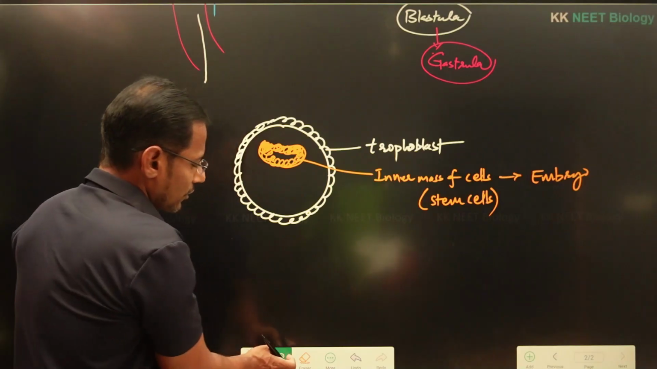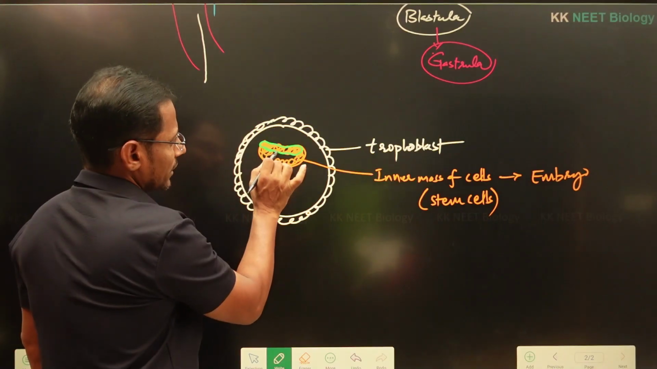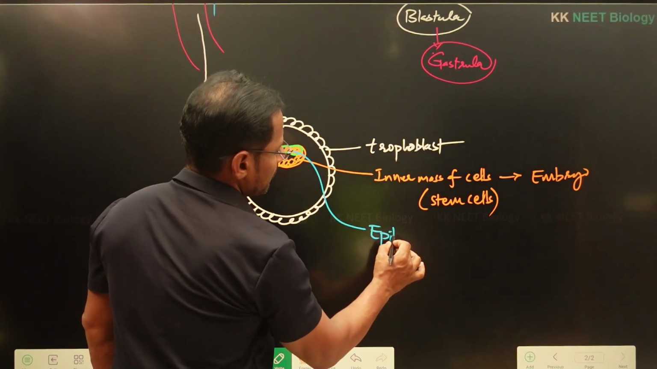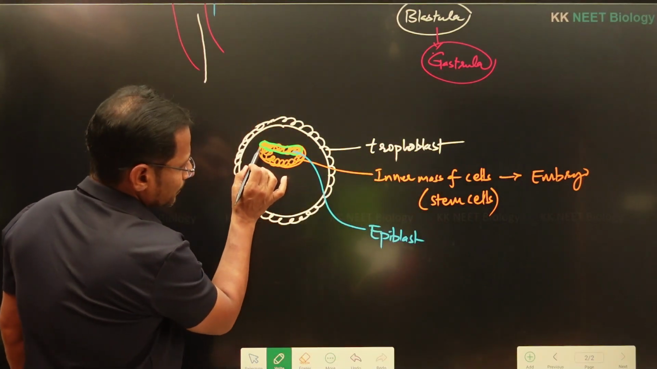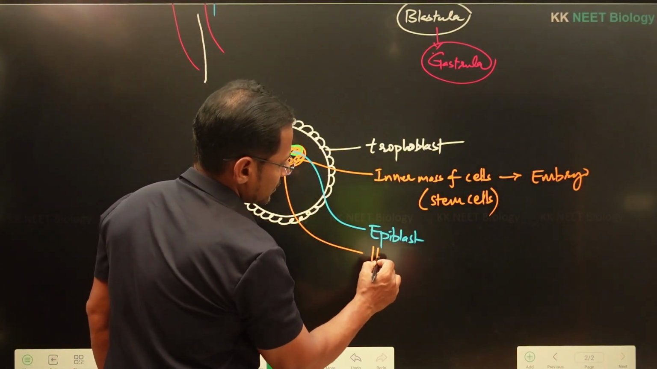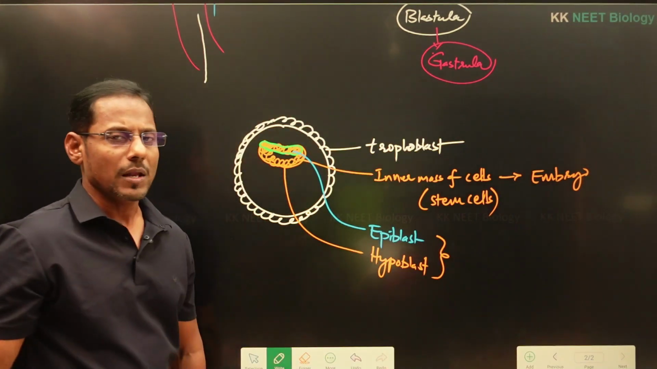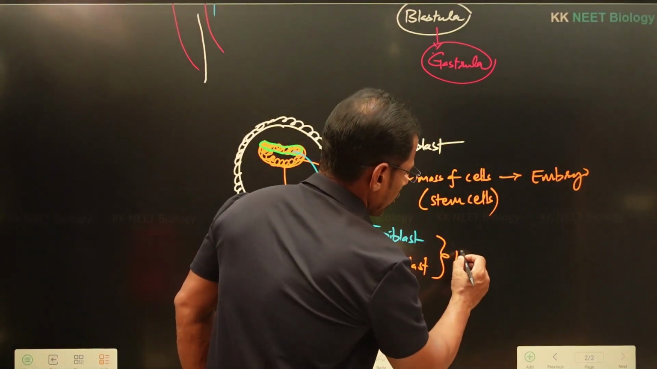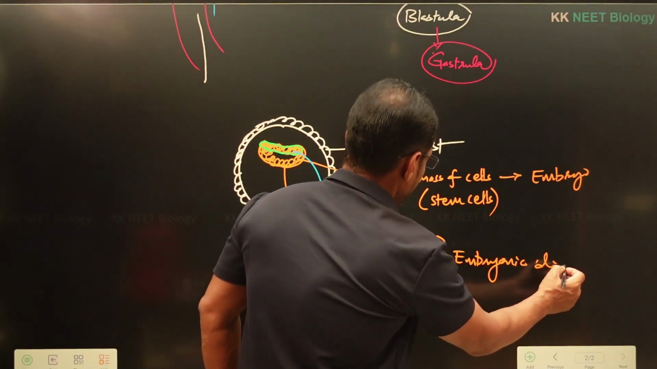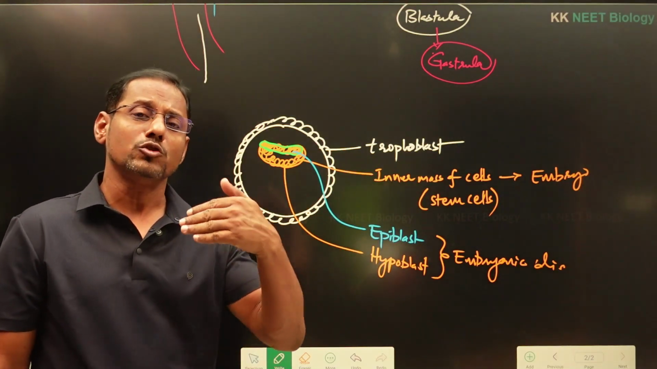Again, in this inner mass, you can find two types. The uppermost layer in the inner mass of the cell is known as epiblast. And whatever is beneath this epiblast, we call hypoblast. This epiblast and hypoblast together we call the embryonic disc. The embryonic disc contains epiblast and hypoblast.